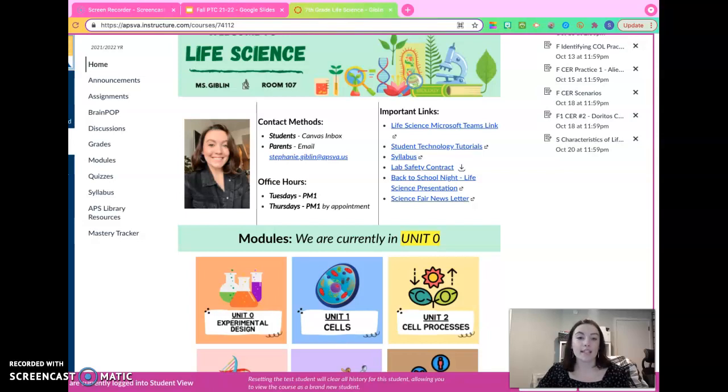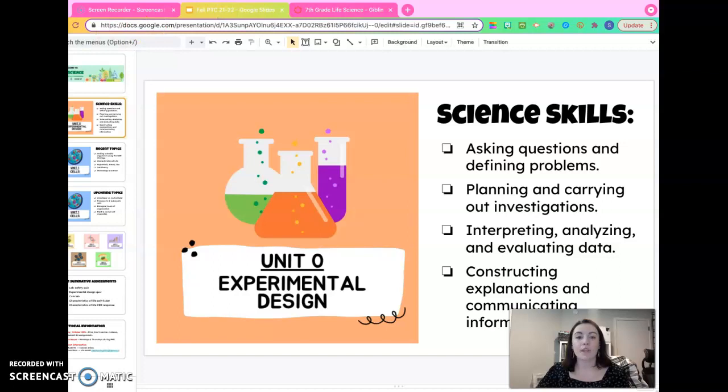So far this year in science class, students spent 2 weeks completing social emotional learning lessons, and then they dove into Unit 0, Experimental Design. Unit 0 was an overview of student science and engineering skills. We always start with this unit because its standards will be embedded into every other unit this year. So, for example, their mastery of science skills like planning and carrying out investigations is going to be ongoing.